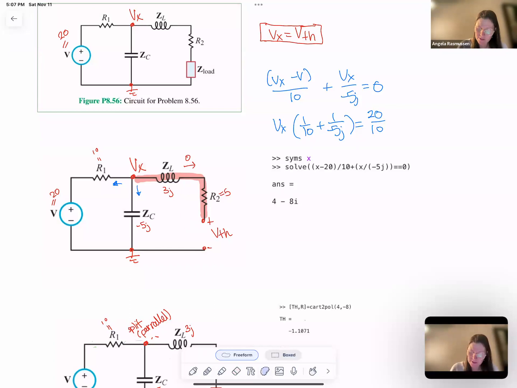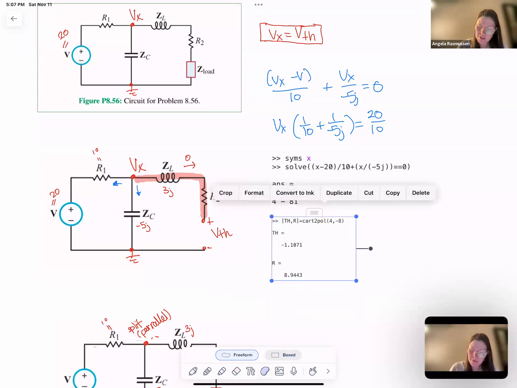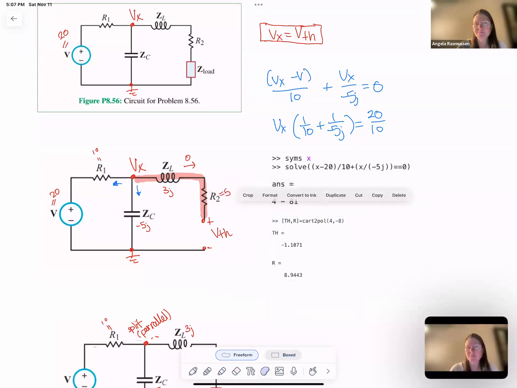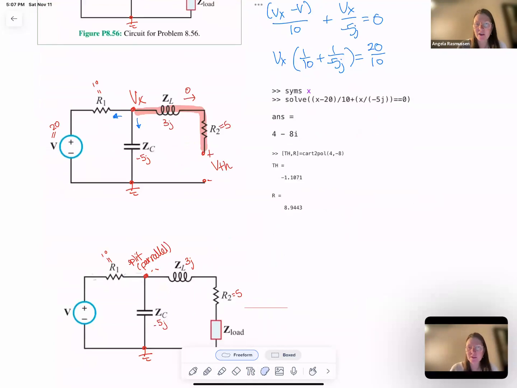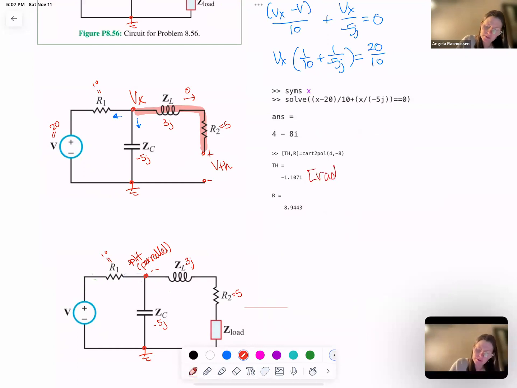From this, I just need to convert from Cartesian to polar. That gives me an angle of minus 1.1, in radians, and the radius, which is 8.9. That's the value I need to use for the average power.